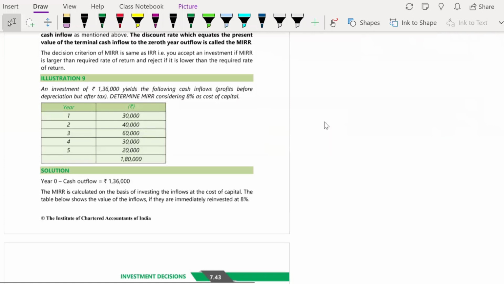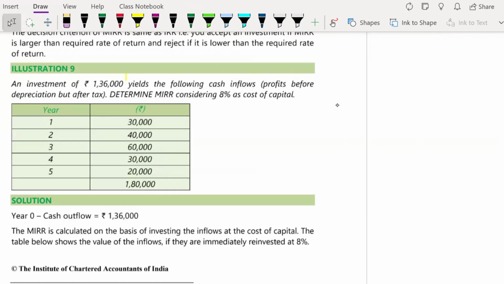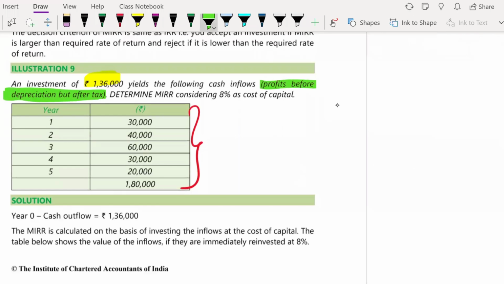Okay. Illustration number 9. So here they are saying an investment of 1,36,000 yields the following cash inflows. If you are going to invest 1,36,000, you are going to get all of these cash inflows. But what are these cash inflows? These cash inflows are profit before depreciation but after tax. This profit is nothing but your earnings after tax. Determine MIRR considering 8% as cost of capital. So 8% is your cost of capital.